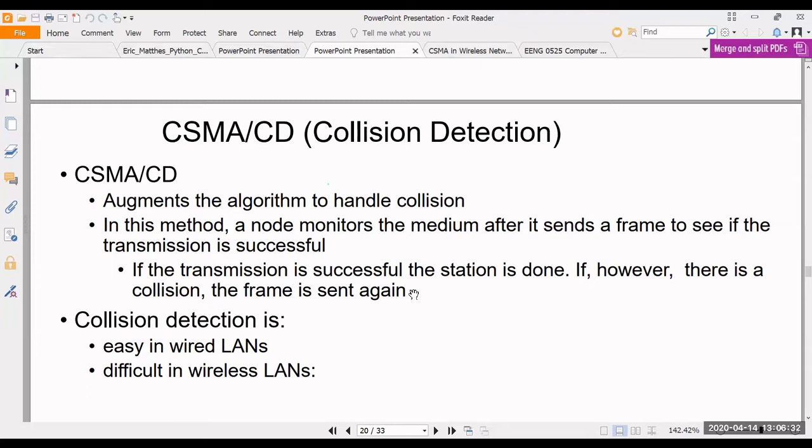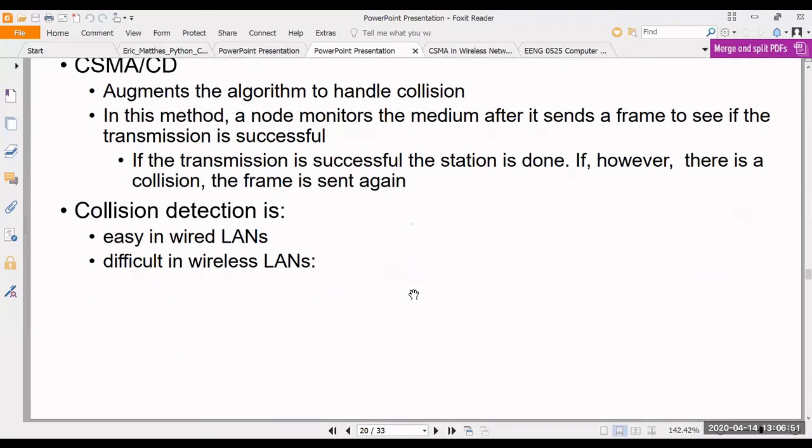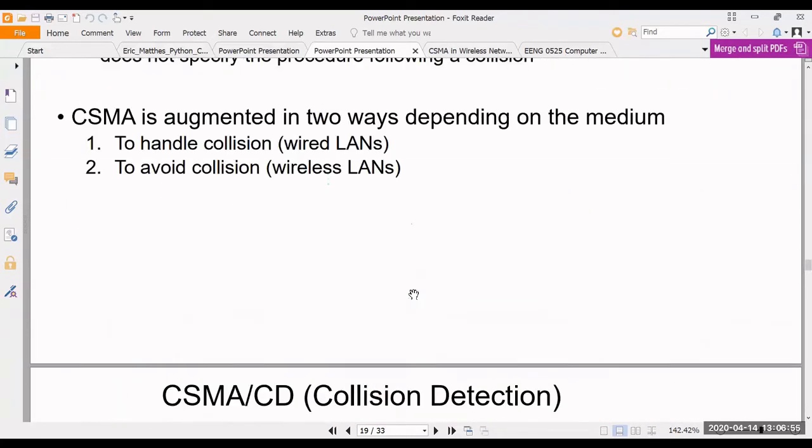So the CSMA/CD, the collision detection, has to do with the wired line, a wired system. And then the CSMA/CA, the collision avoidance, has to do with the wireless one. So let's tackle the collision detection for the wired system, or for the wired lines.